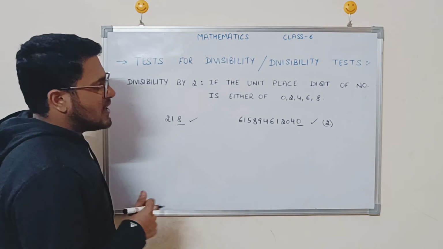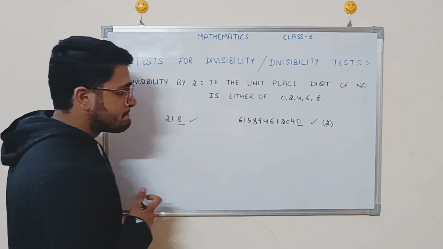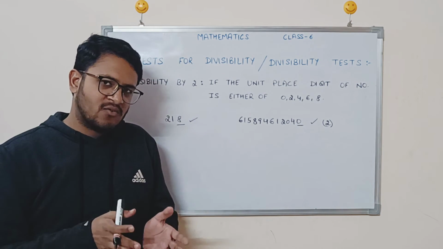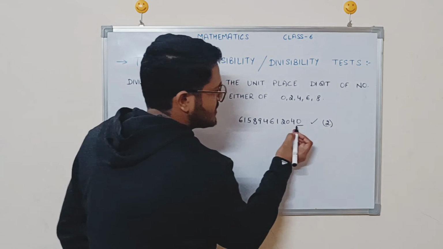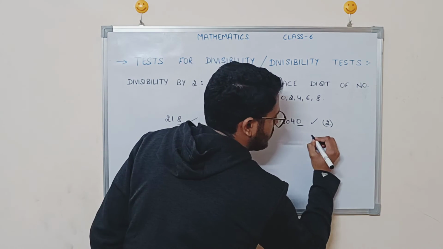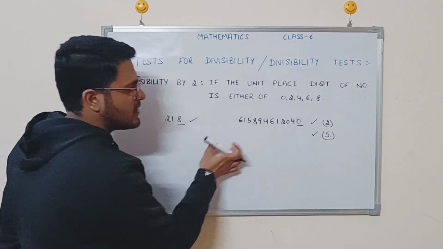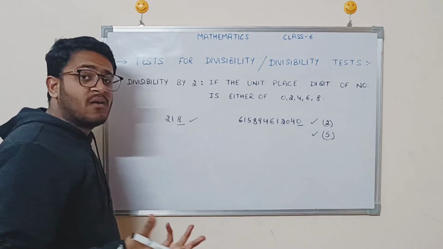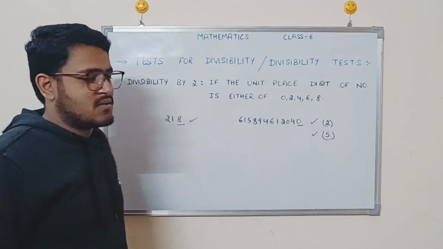Okay, now tell me whether this number is divisible by 5. What was the divisibility test for 5? If the unit place digit is either 0 or 5, then the number is divisible by 5. So is it 0 or 5? Yes, we have 0, right? So this big number is divisible by 2 and 5, and so easily we did all this calculation without doing any proper divisions, right?